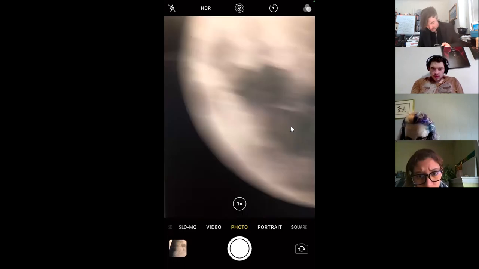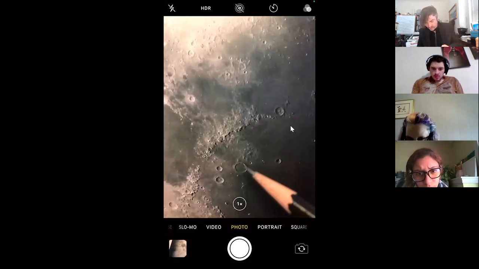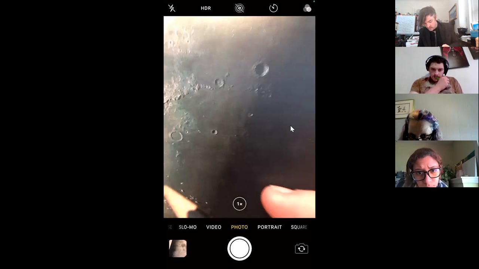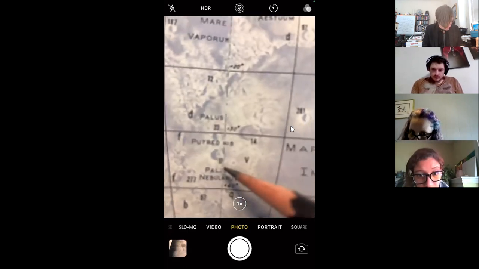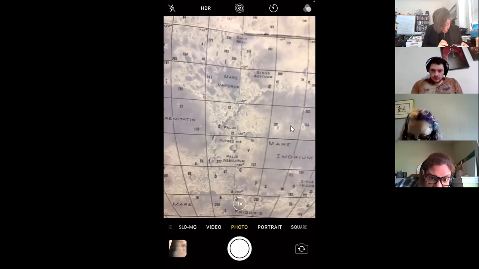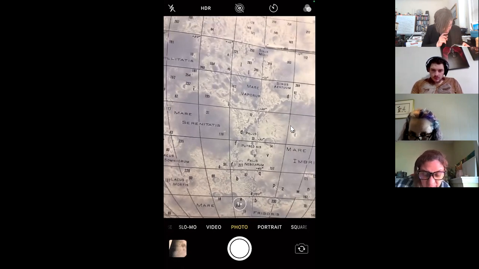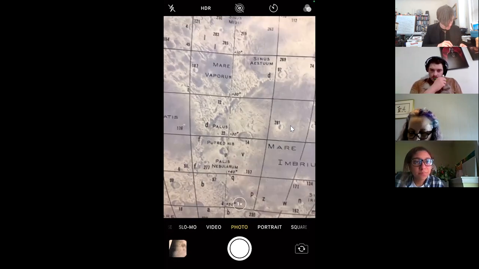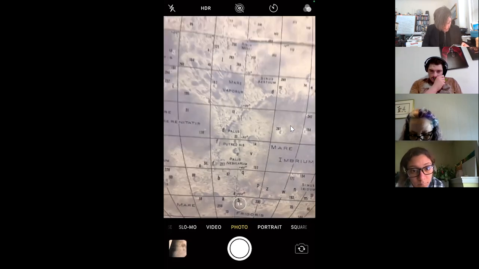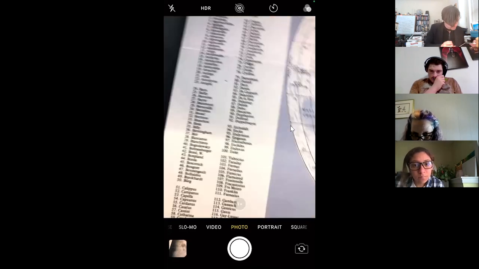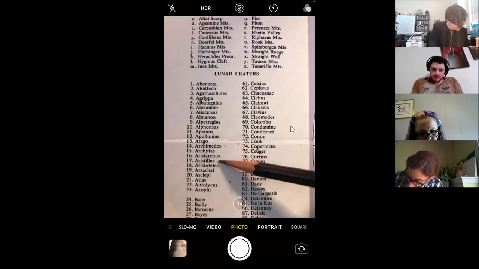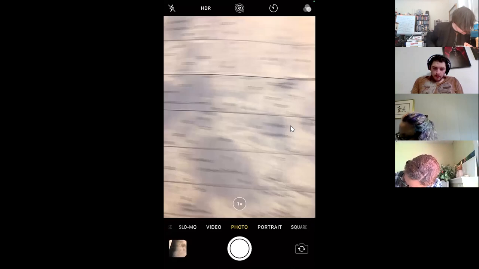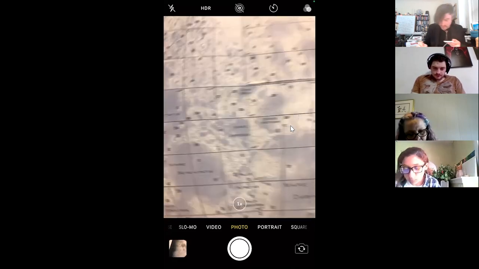Ooh, this is kind of a mess here because it's right in a crease. So there's Archimedes. I can't really see, 12, or I think it's 17. Oh, yeah, I think it's 17. It's kind of messy because you can't see, but that's where the crease of the map is. So let's say it's 17, Aristillus.